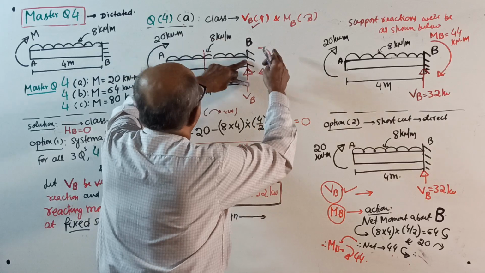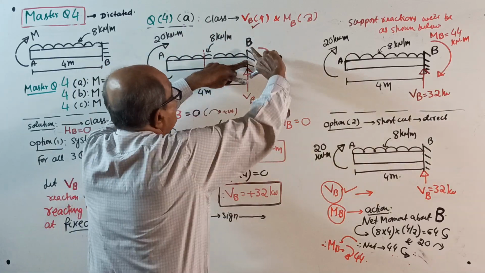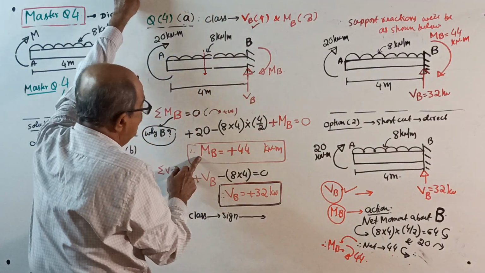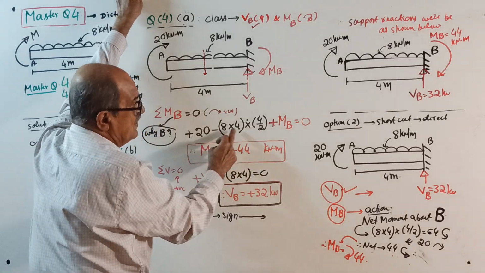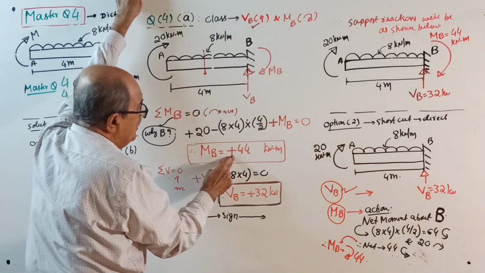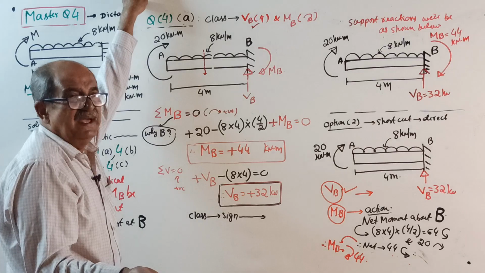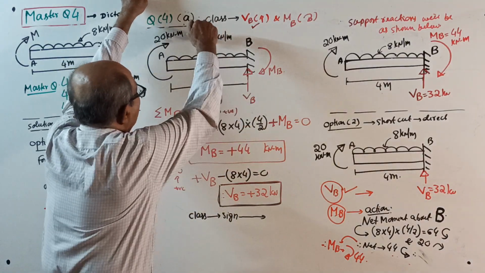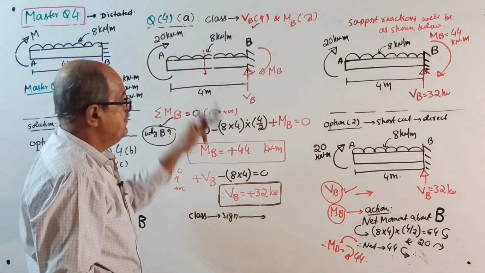Equal to 0, then not over, on both sides you have to see plus MB. Why plus? Because you assumed clockwise. MB equal to 0. Solve: 20 minus 64 is minus 44, plus MB equals 0. MB will come plus 44. Sigma V equals 0: if I explain more, it is a waste of time, you only do it. VB minus 8 into 4 equals 0. VB came.